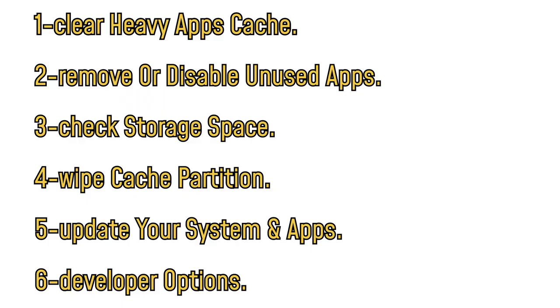And that's it. 6 easy steps to bring your phone back to life. To summarize, first step, clear app cache. Second one, remove unused apps. Third one, free up storage. Fourth, wipe system cache. And 5, update your system and apps. And 6, the magic one, developer options.